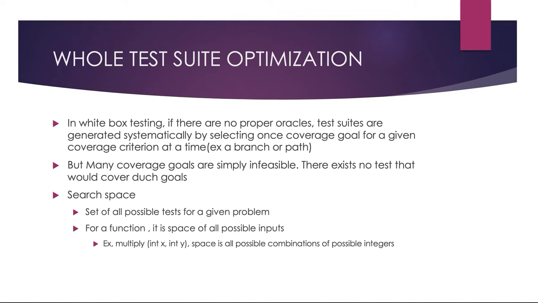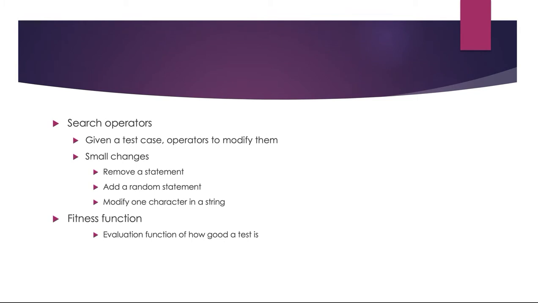A few terms that we need to consider during whole test suite optimization are, first, search space. Search space is the set of all possible tests for a given problem. For example, consider a divide function that is taking two input parameters, and the search space for this divide function would be all possible combinations of pairs of integers. The next one is search operators. For a test case, these make some modifications like adding or removing a statement, increasing or decreasing an integer value, or modifying a character in a string. So these are called search operations. And then we have the fitness function. It can be considered as an evaluation function of how good a test case is.